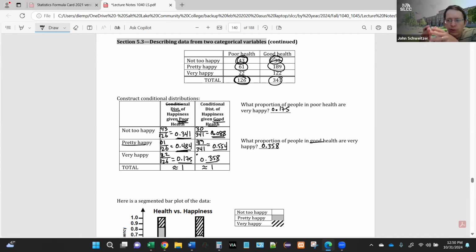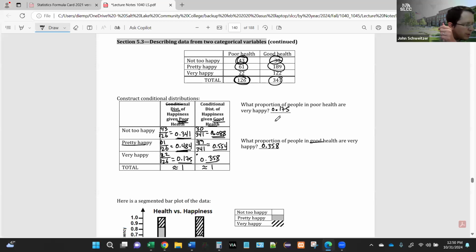So we can't conclude that health is causing happiness to change. We can get quite a strong suspicion that that's the case here, but we can probably conclude some kind of association, right? Okay, so yeah, it does seem that health is associated with happiness.